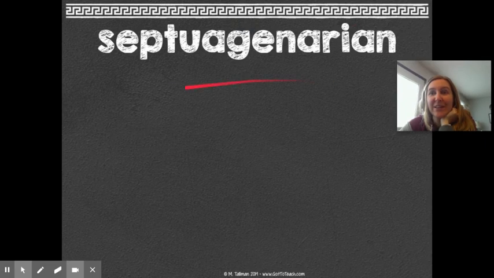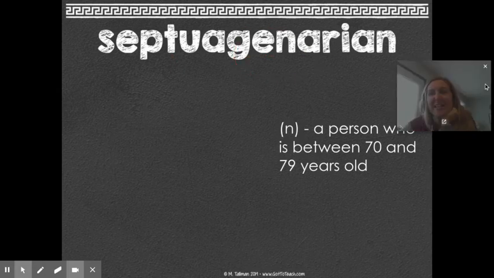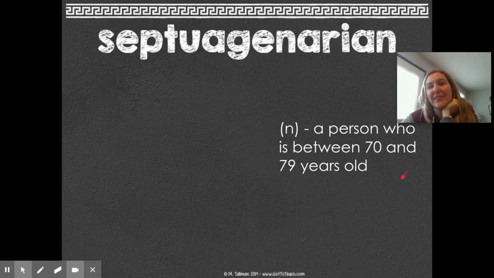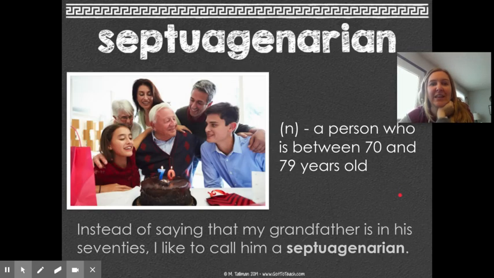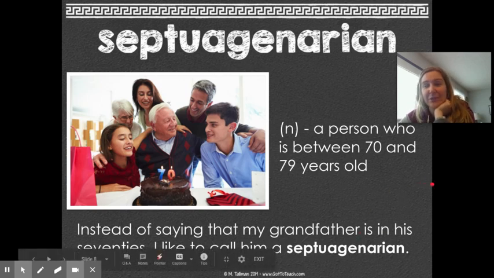Septuagenarian is a really long word, but it has that root sept in it, meaning 7. And if we think about gen, that means generation. So really, a septuagenarian is someone who is in their 70s. So someone between the ages of 70 and 79. Instead of saying my grandfather is in his 70s, I like to call him a septuagenarian. So you can sound really smart if you call one of your grandparents who might be in their 70s a septuagenarian.